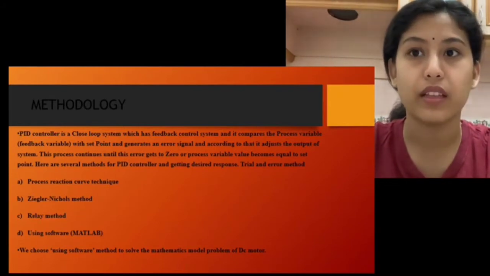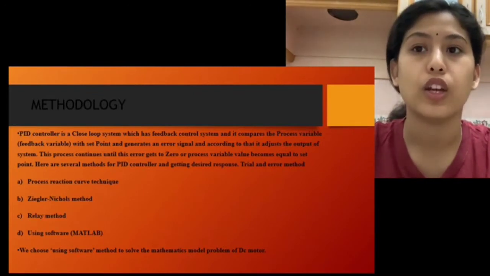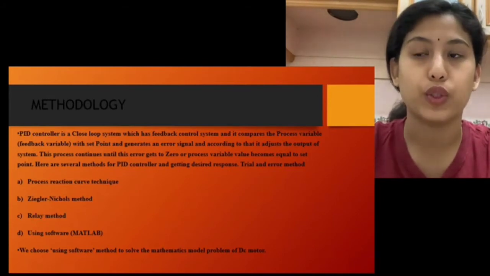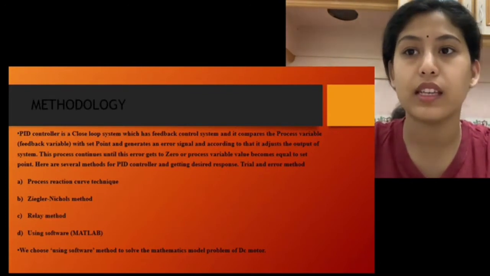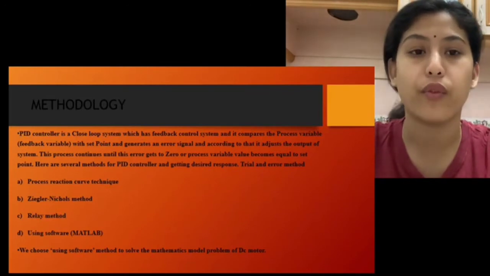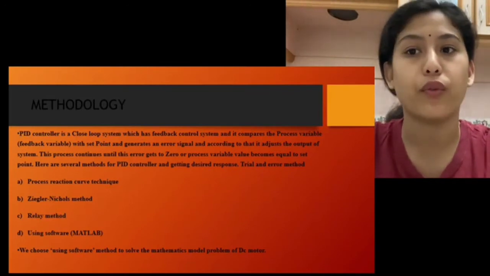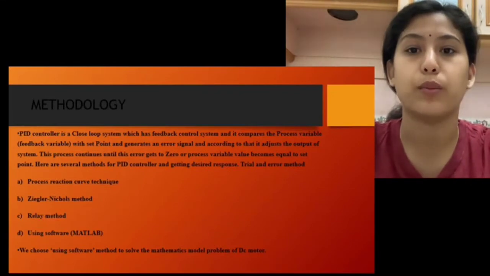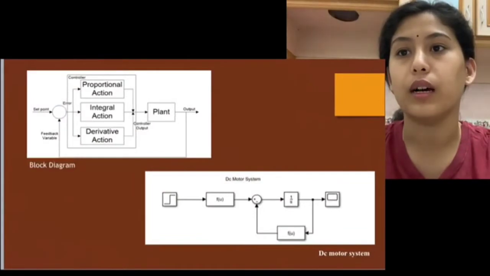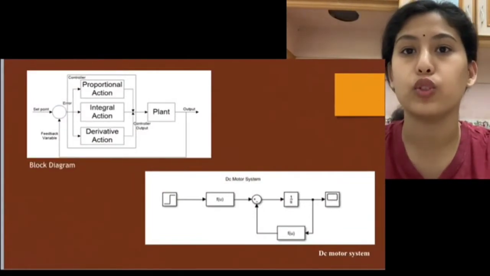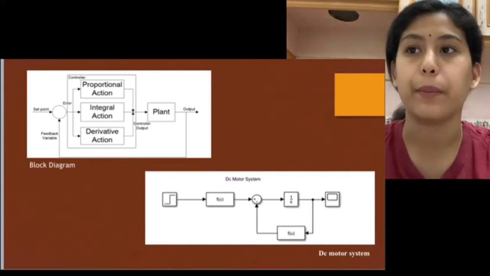Here are several methods of PID controller tuning for getting the desired response: trial and error and others. We have 4 methods for the PID controller. For A, we use the process reaction curve technique. For B, we use the Ziegler-Nichols method, C, the relay method, and D is using the software MATLAB. We chose the software method to solve the mathematical model problem of the DC motor in this project. If we see, this is the block diagram and this is the DC motor system diagram.